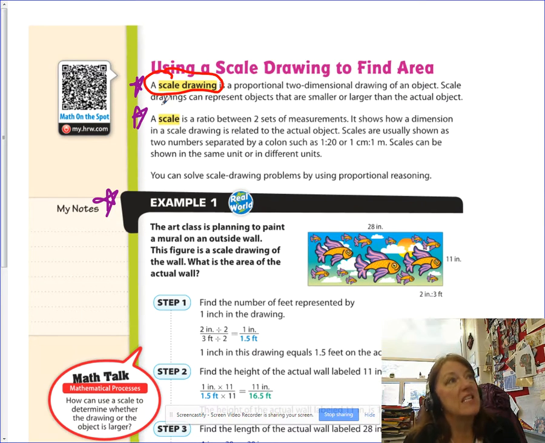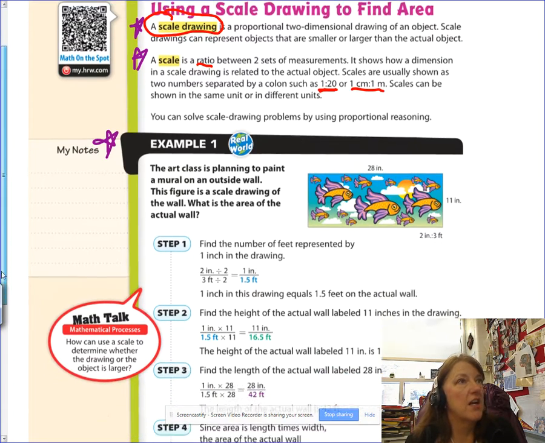All right. The scale is a ratio, comparing two numbers between two sets of measurements. It shows how a dimension in a scale drawing is related to the actual or real object. Scales are usually shown as two numbers separated by a colon, like this, 1 to 20, or like this, 1 centimeter to 1 meter, okay? They can be shown in the same or different units, okay? So let's just take a look at this one right here.